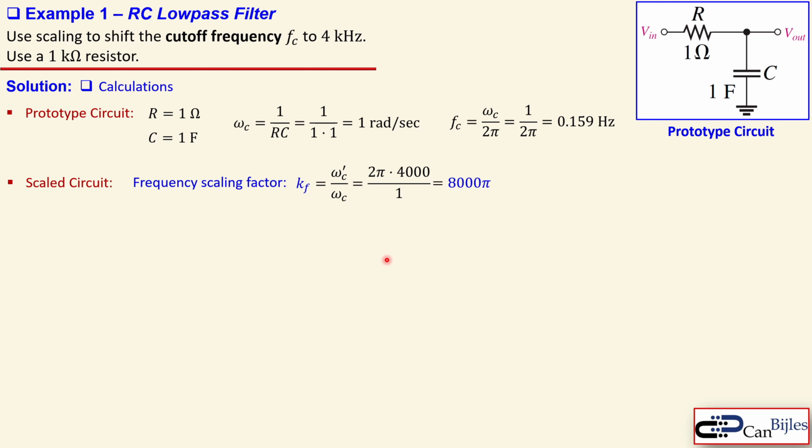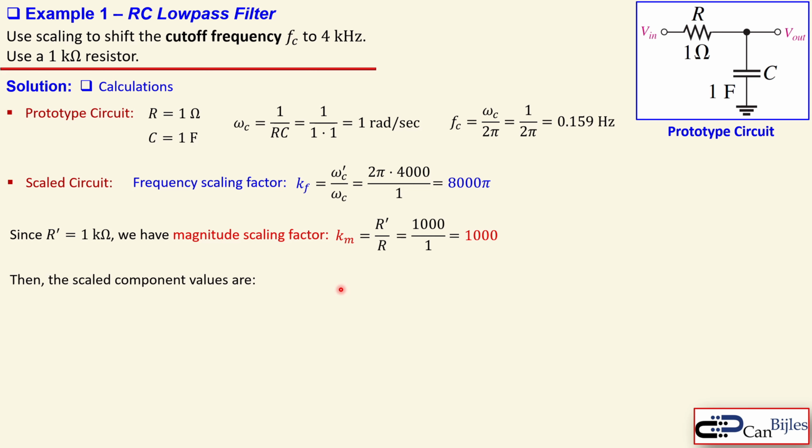So that is now our frequency scaling factor for calculating the values for the final design, because the R prime in this case must be 1000, or 1 kilo ohm. Then the magnitude scaling factor Km will be just R prime over R, which is simply 1000 over 1, because we have the 1 as our original value, so it is just 1000. So we have now the frequency scaling factor and also the magnitude scaling factor.